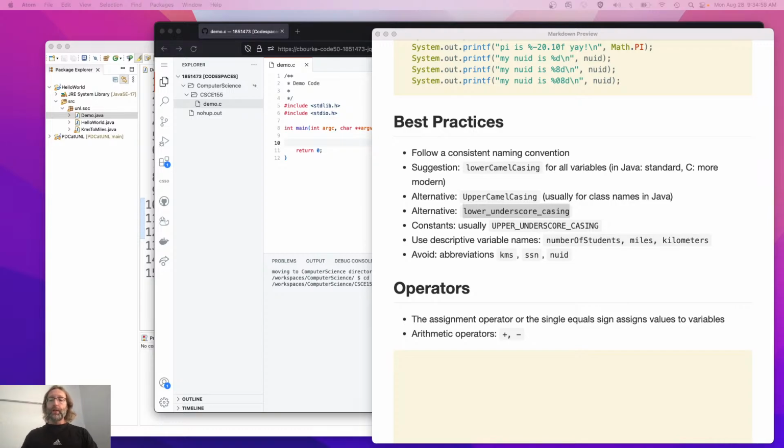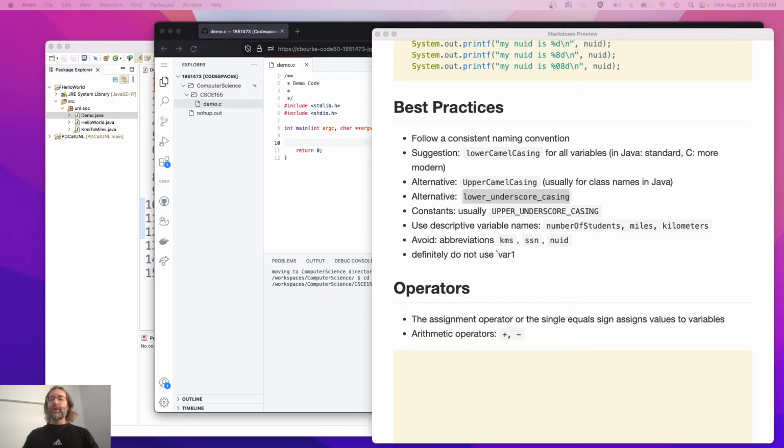Definitely do not use variable1, variable2, var3, etc. Those are absolutely terrible variable names. If you need another variable, ask yourself, what is that variable modeling? What does it stand for? That's the name you should be using. To a lesser extent, don't use X, Y, Z, or A, B, C. That's math.